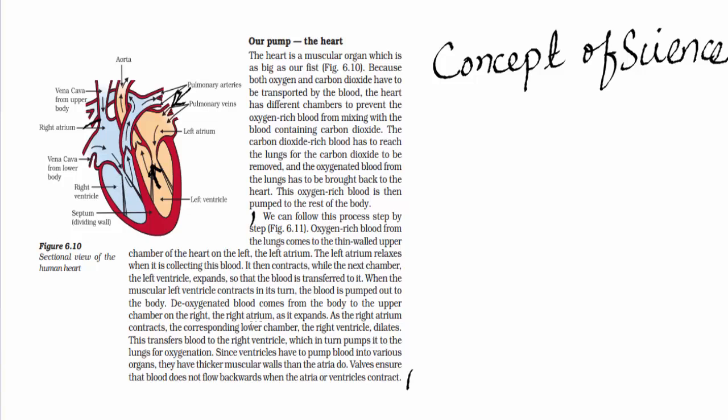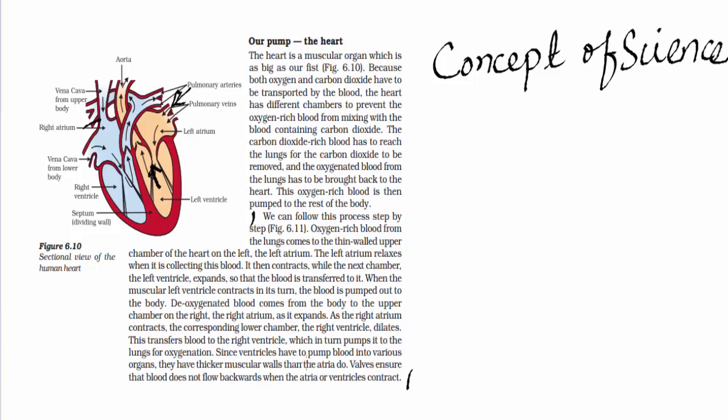Same thing written here. Deoxygenated blood comes from the body to the upper chamber on the right, the right atrium, as it expands. As the right atrium contracts, the corresponding lower chamber, the right ventricle, dilates. This one. This transfers blood to the right ventricle, which in turn pumps it to the lungs for oxygenation. When this contracts, this transfers the blood to the lungs for oxygenation.